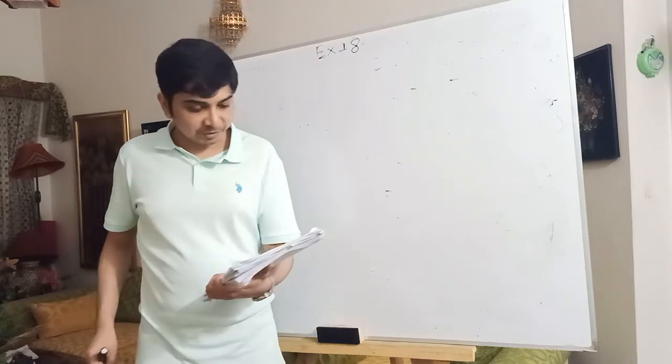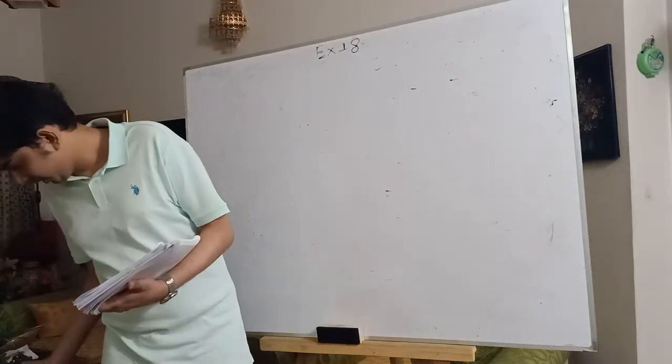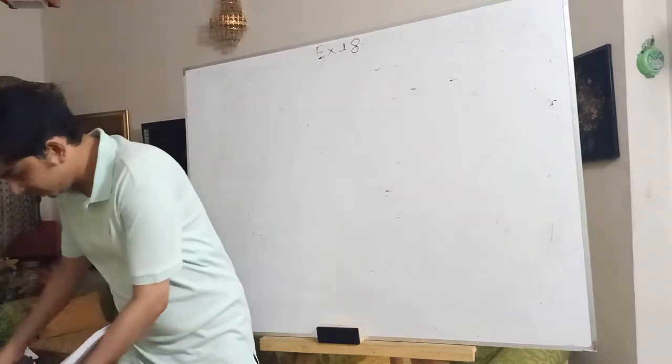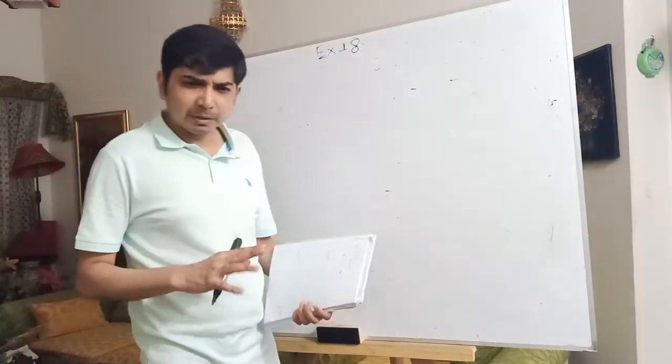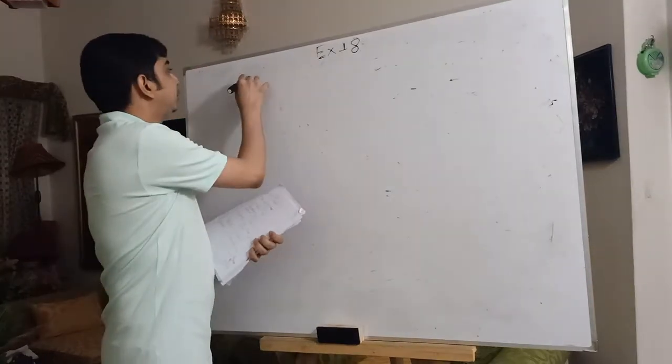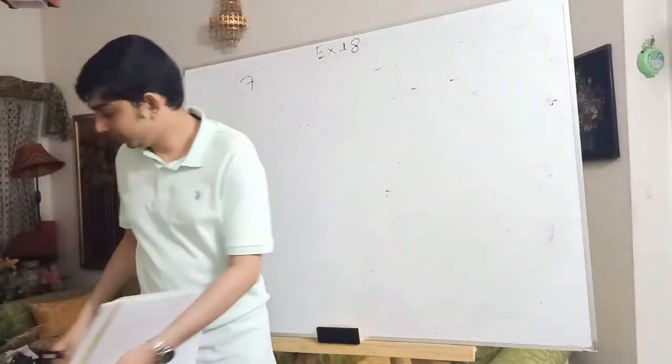So now let's move on to exercise 18. Exercise 17 is finished. This is actually dealing with foreign exchange. It is very similar, just the unitary method. So you're just going to do one problem, question number 7 from the book.